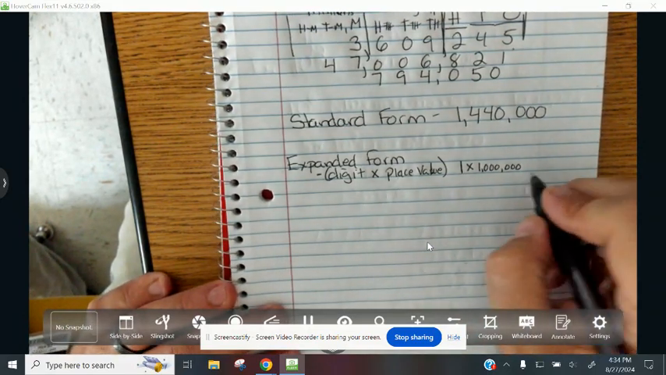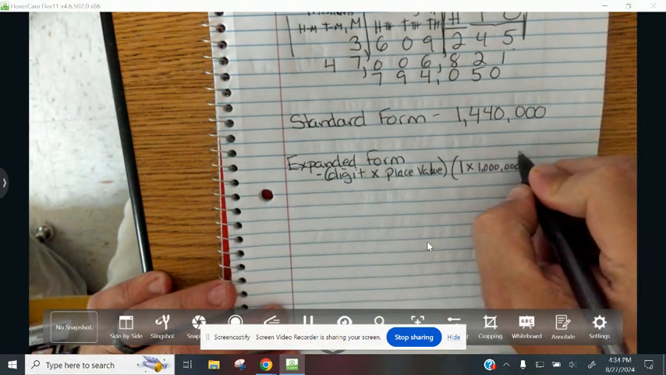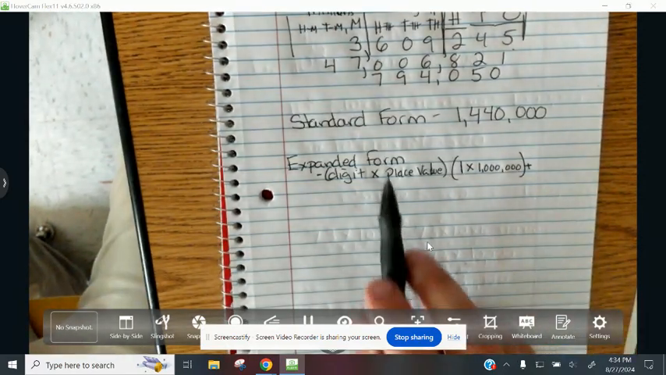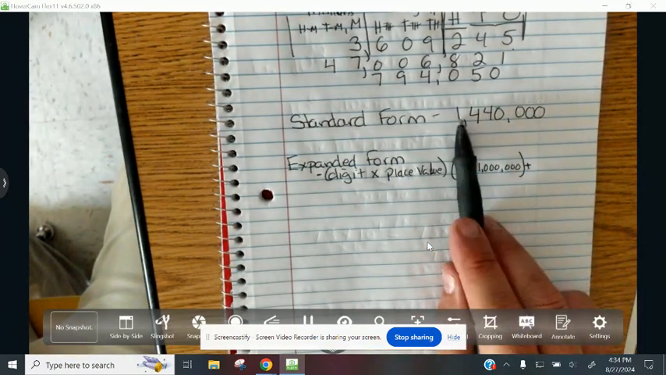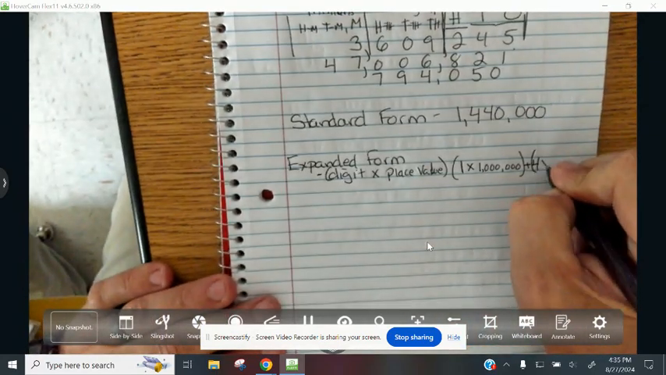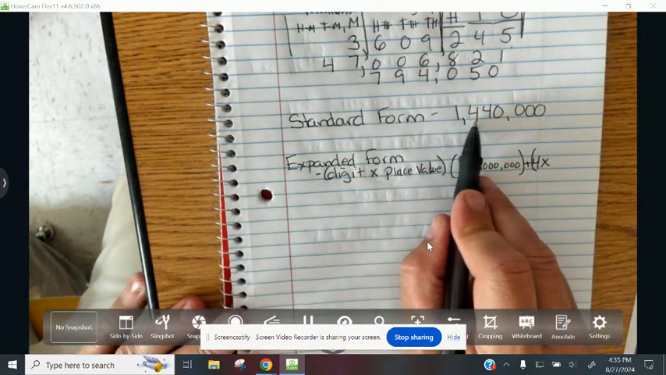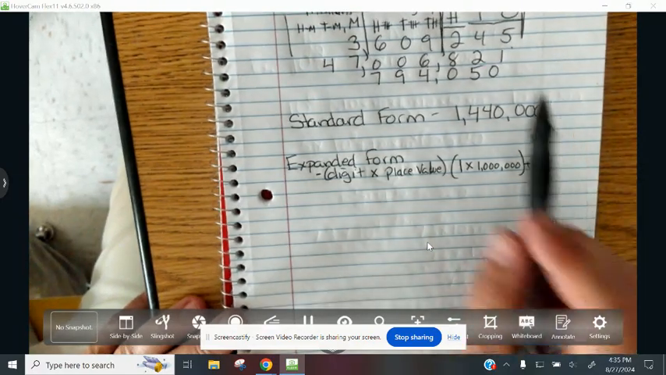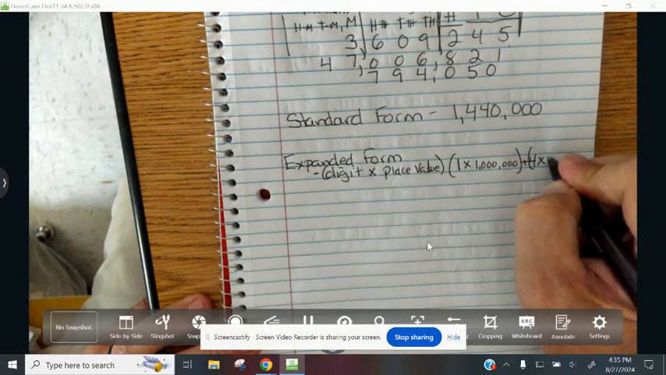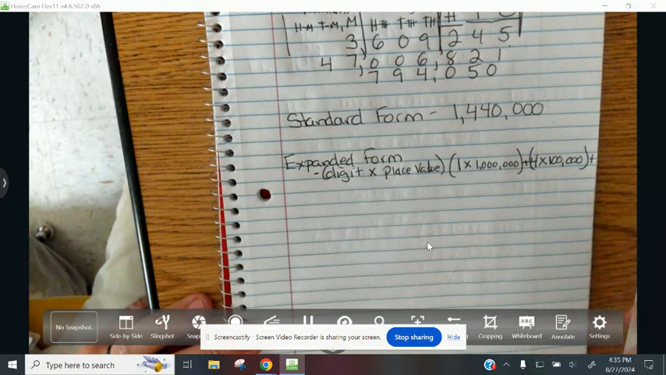Then I'm going to put the plus sign, and some people like to put parentheses around it. You may do that. It's up to you. You just go down every digit that's not a 0. The next digit is a 4. 4 times the place value the 4 is in. What place value is the 4 in? If you're not sure, use your place value chart: ones, tens, hundreds, thousands, 10,000s, 100,000s. So we would write 100,000 just like that. Plus.